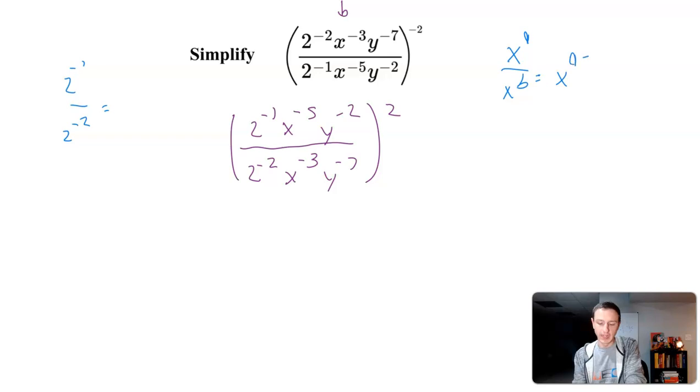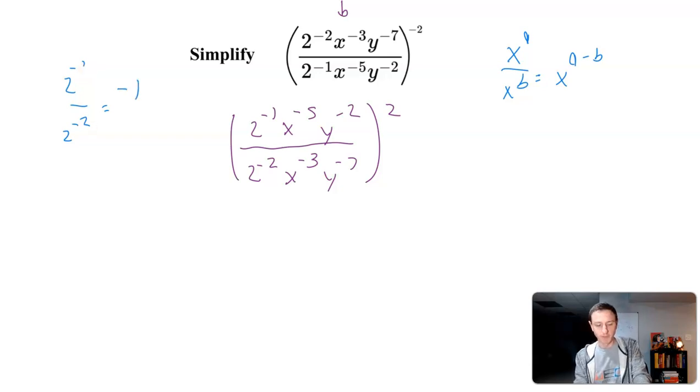You can do a minus b or big exponent minus small exponent. It doesn't matter how you do it, but you're going to subtract. The operation for dividing by the same base is subtraction. I prefer to do big exponent minus little exponent, and then put the exponent where the big exponent was located originally. So I'm going to do that. I'm going to take the big exponent. So if I'm looking at either -1 or -2, the bigger number is -1.